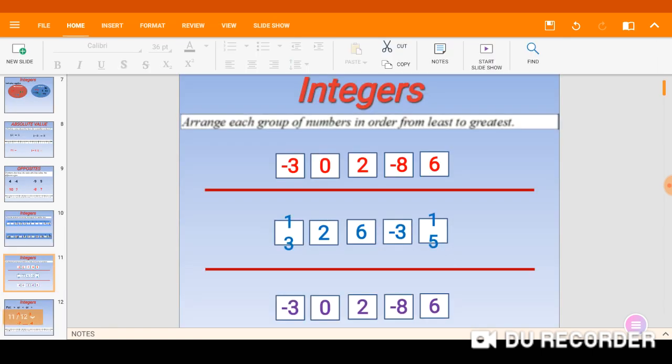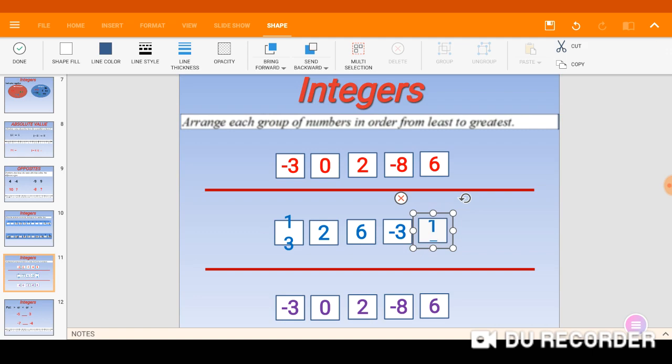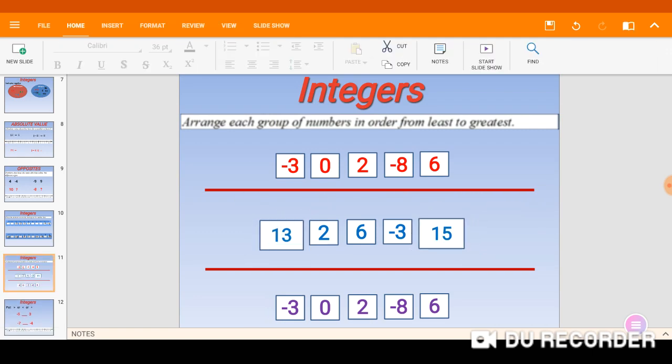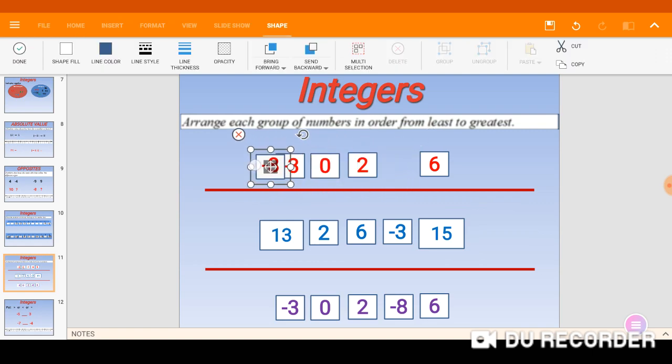Okay, let's move to another example. Arrange each group of the numbers in order from least to greatest. Least to greatest. What is the least number here? Who can help? The least number in the first group is negative 8. That's right, because it's the farthest from 0 on the left-hand side. So it's very small. Okay?